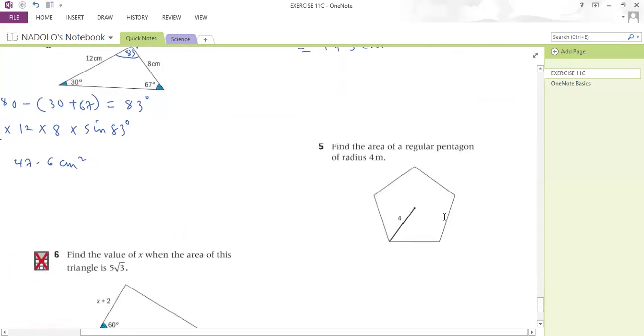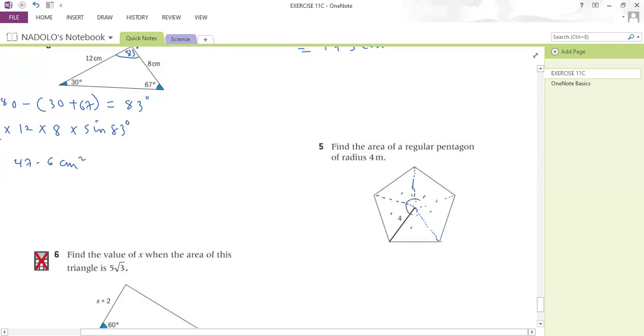Number 5 is down here. We have a regular pentagon, 5-sided. Find the area of a regular pentagon of radius 4 meters. All right, so a pentagon will have 5 sides, and if we are to join these lines, called the apothem, you'll notice that we'll have 1, 2, 3, 4, 5 triangles.